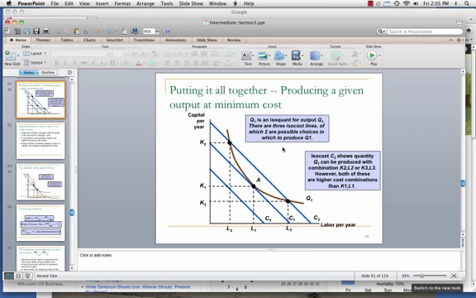So when we put it all together, this slide becomes important as well, because what it essentially does is it becomes very similar to the consumer's optimal choice, where again, we're looking for the point of tangency between the ISO quant, Q1, and the ISO cost, C1. That cost minimizing combination would then be L1, K1.